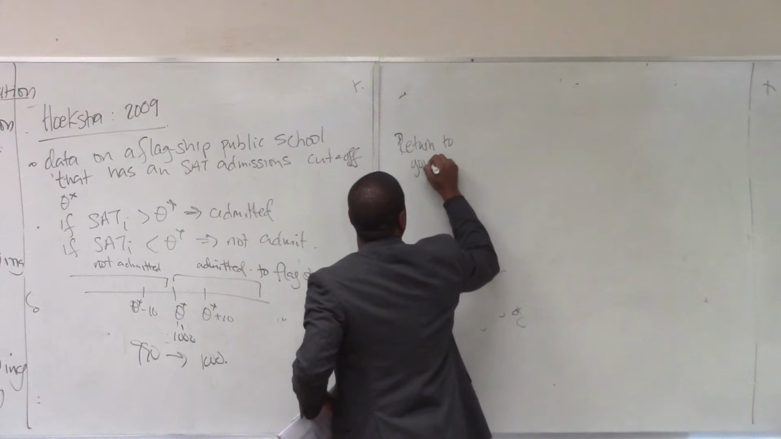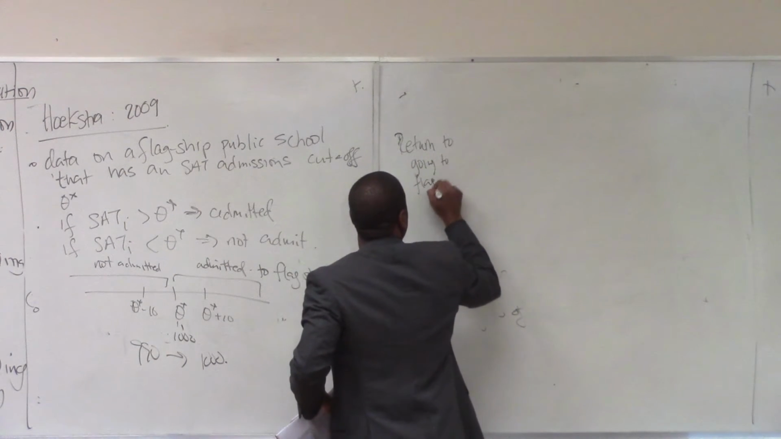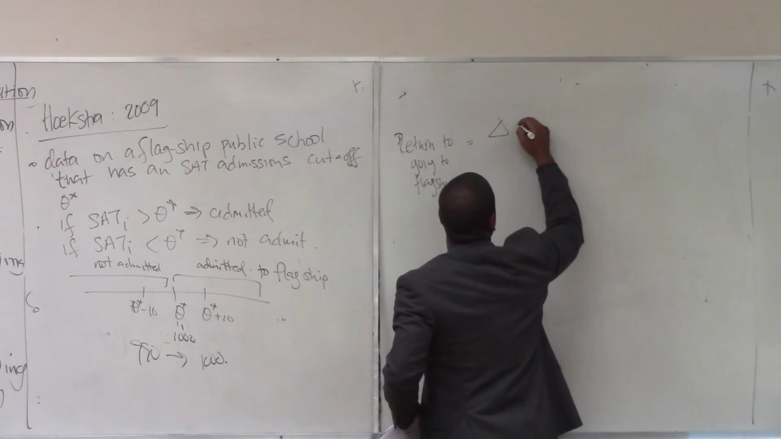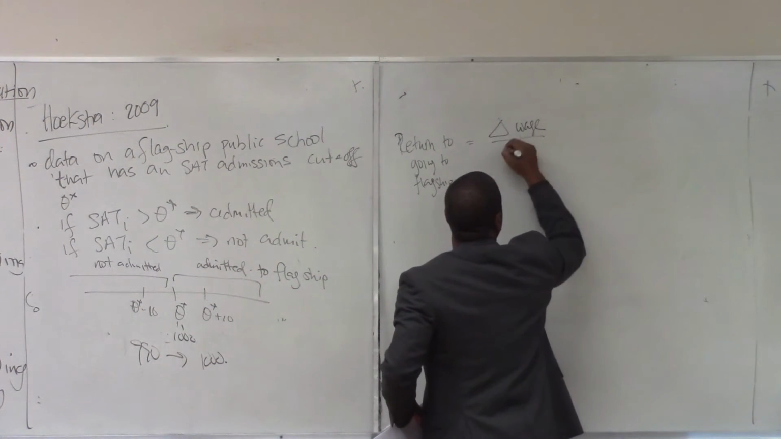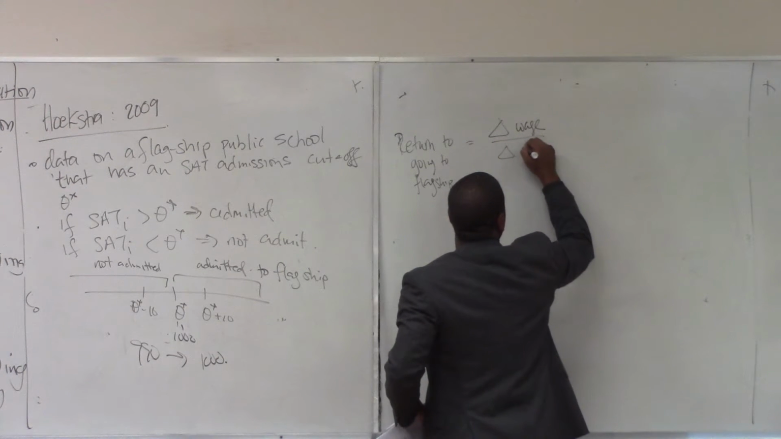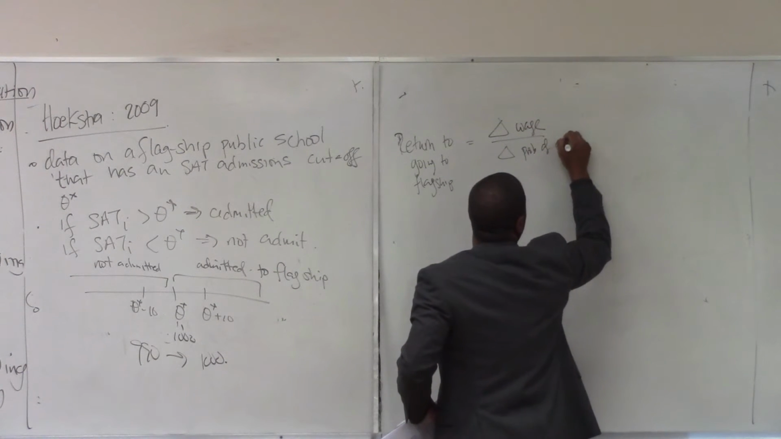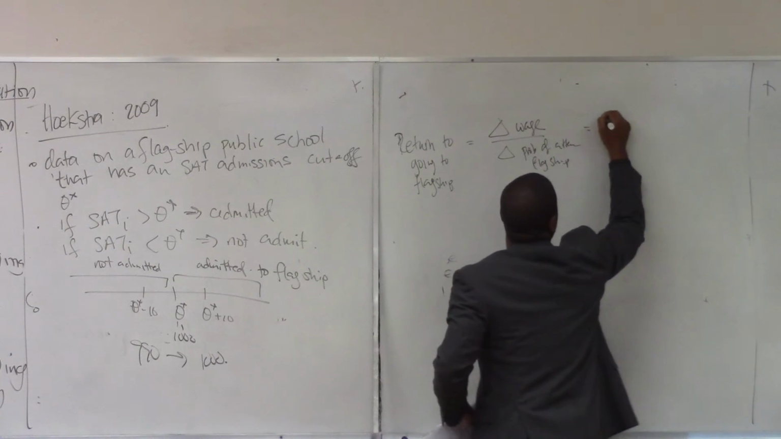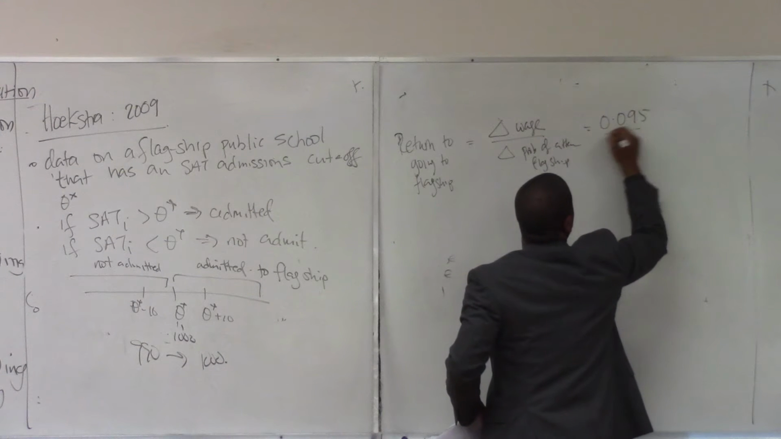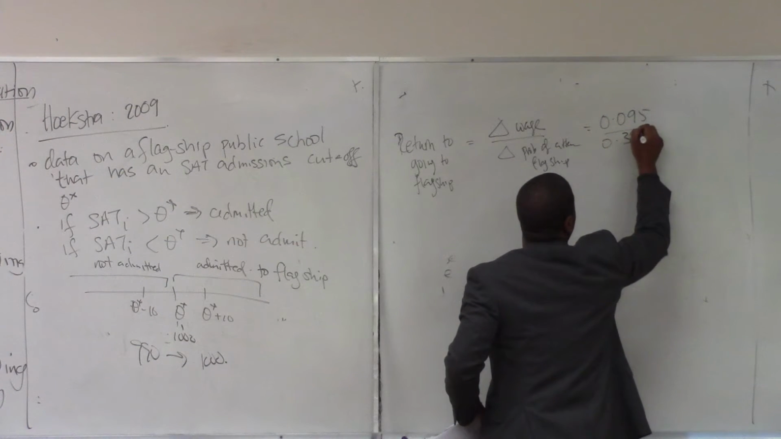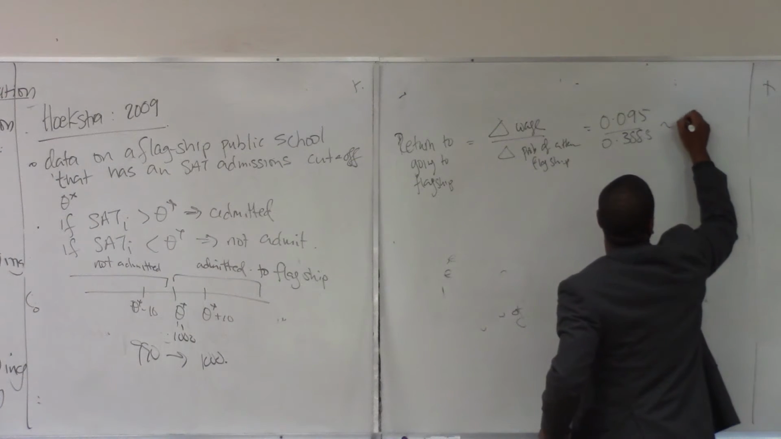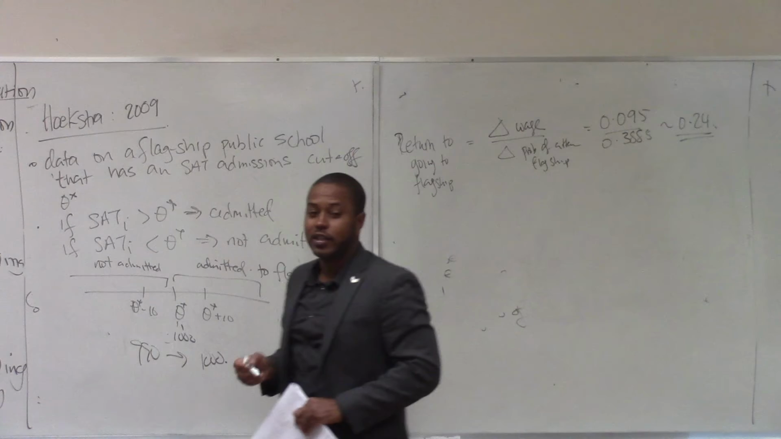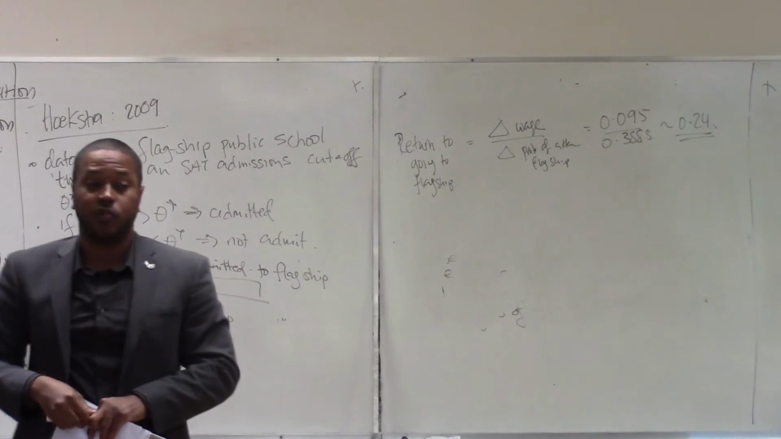And so we can estimate a return to going to flagship. That is equal to the change in wages over the change in the probability of attending flagship. So that's just going to be 0.095 divided by 0.8, which is something like 0.24. And so going to this flagship university is going to increase wages by around 20%.